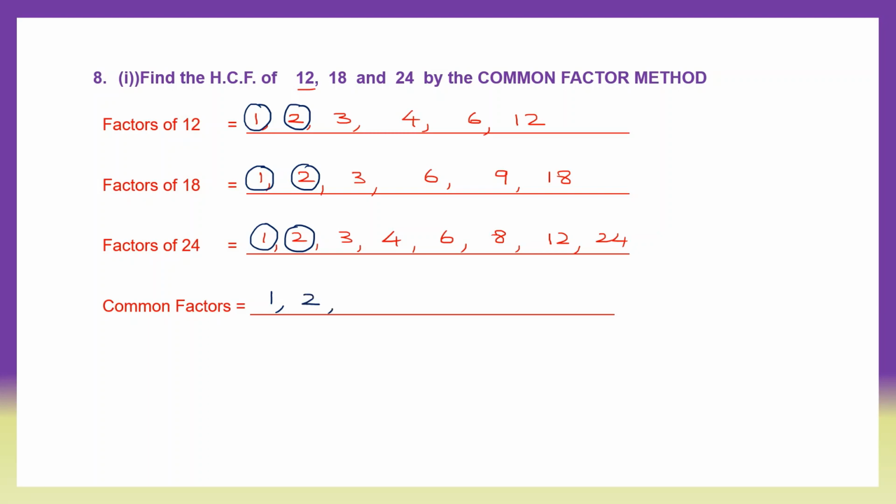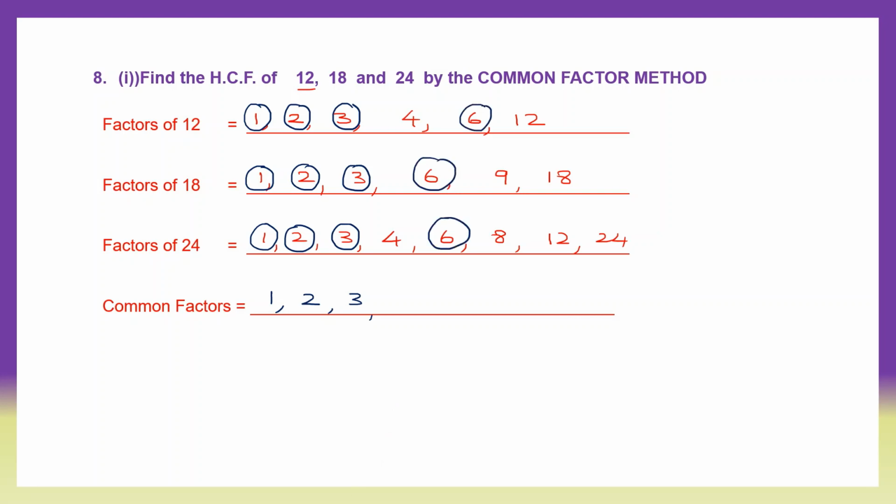Now let's see 3. Yes, 3 is also common. I have 3 there and 3 here. So 3 is there. Now what about 4? 4 I have here, but I don't have 4 here. And I have 4 here. So 4 is not a common factor because it's not here. What about 6? 6 is common to all three numbers. So 6 is a common factor.